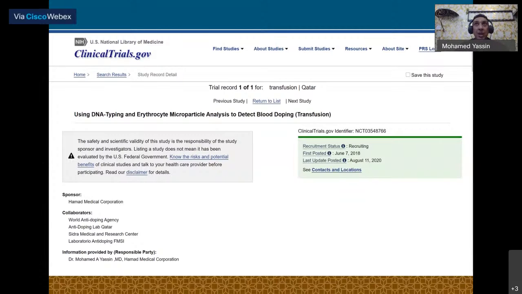So we have some biomarkers which we are testing to reveal the cheating in such kinds of conditions. So we do this at a smaller scale. If this is successful, then we can do it on a larger scale, and we can move to different stages.